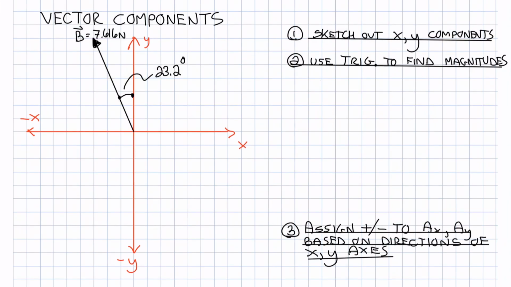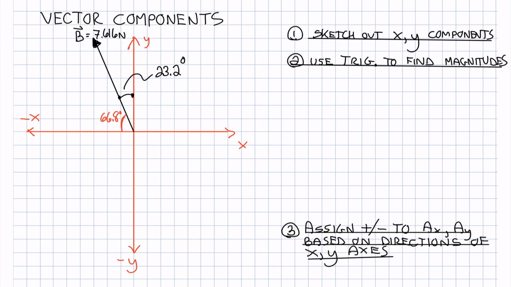Let's apply what we've learned to a different example, with vector B shown right here. Now I have a personal bias towards using angles measured with respect to the horizontal or x-axis, so I'm just going to alter the problem to have this angle shown, the 66.8 degrees.